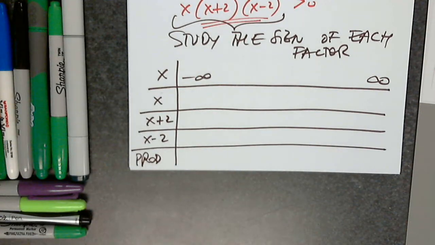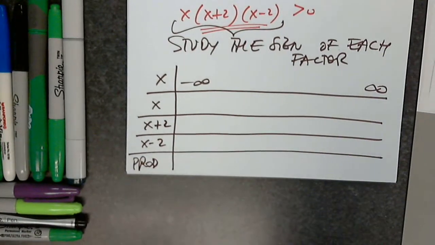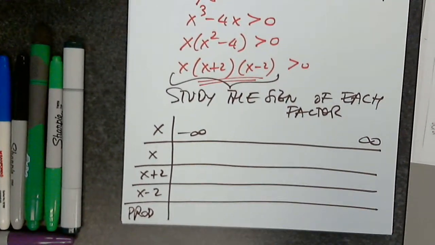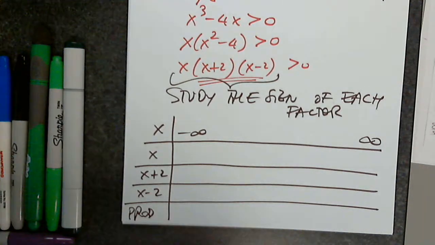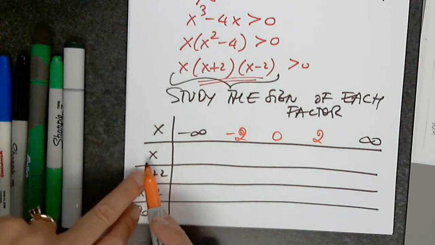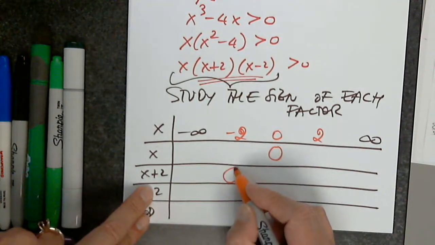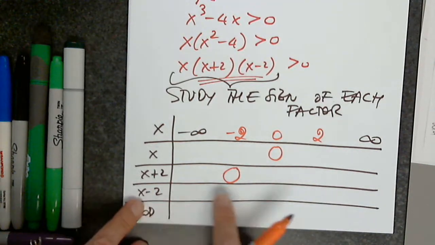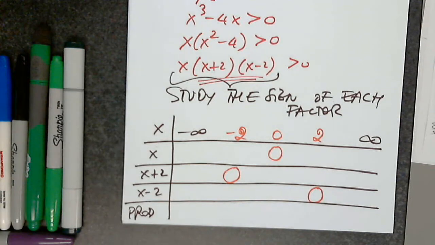Now I'm going to ask you which numbers go in the chart. Which numbers do you think go in the chart? Yes, and? Exactly, and nothing else. And they have to be in ascending order. Perfect. Negative 2, 0, and 2. 0 because x is 0 at 0. Negative 2 because x plus 2 is 0 at negative 2. And 2 because x minus 2 is 0 at 2.